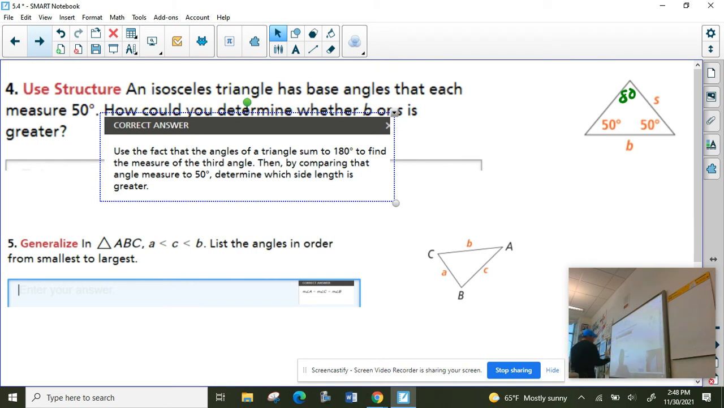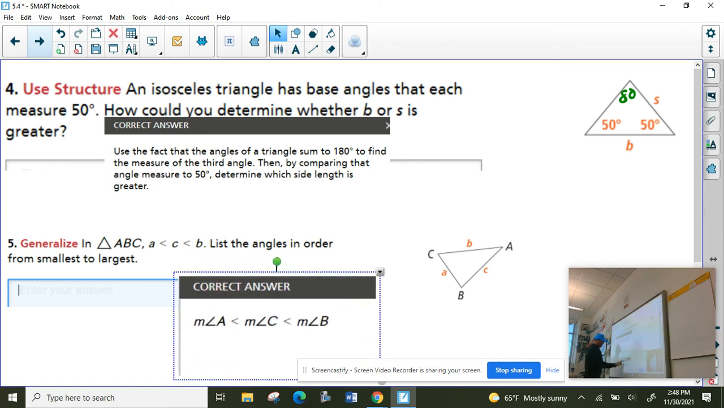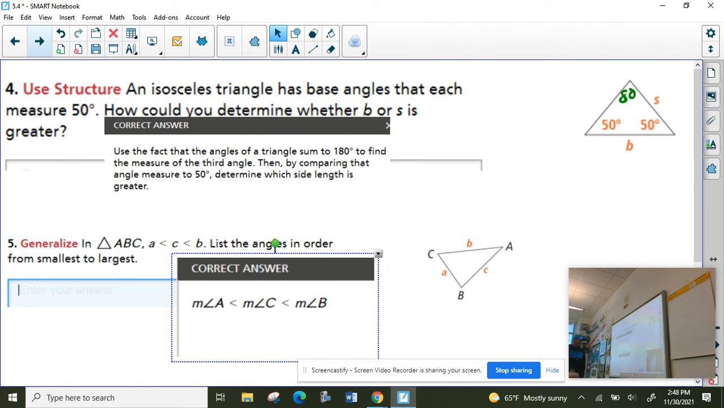For this one here, pretty basic. If side A is smaller than side C, which is smaller than side B, list the angles from the smallest to the largest. Well, side A is the smallest. What angle would be the smallest? A. So angle A, notice the angles are capitalized, the sides are not.